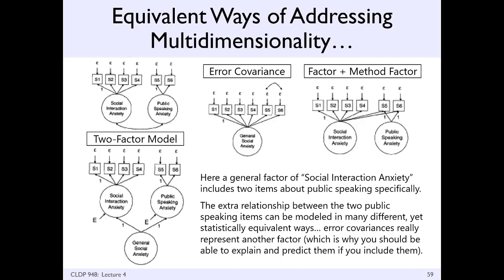Whereas the error correlation, you're just kind of trying to bury it. Like, I'm controlling for it. I don't really care. So that would be more appropriate when it's a nuisance relationship, like something like a direction of wording or common stem as opposed to common content.